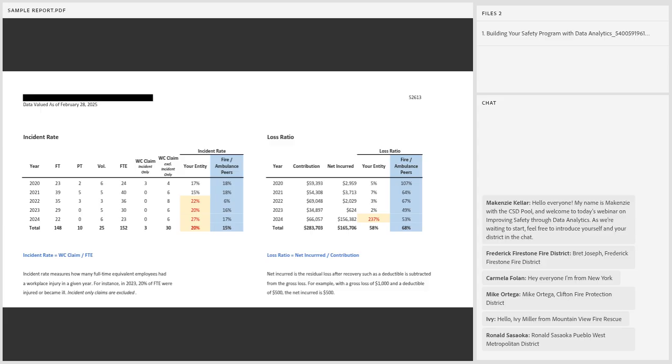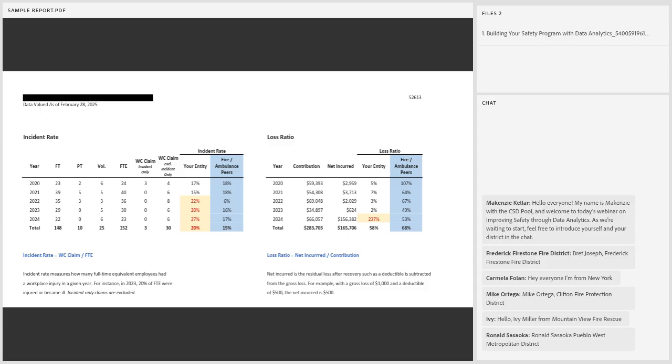You will notice that this member's incident rate was higher than the group average in most years except for 2020 and 2021. On the right side, there's a loss ratio table. This compares what the member has paid in contributions against what was paid out and reserved in claims. So, for example, in 2024, this fire district paid about $66,000 in contributions. The pool was expected to pay out about $156,000 in claims. So that's a loss ratio of 237%.